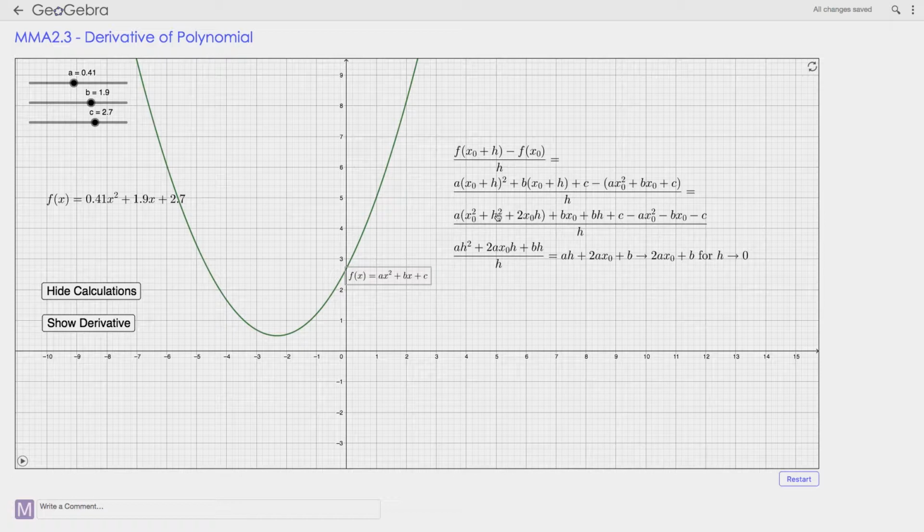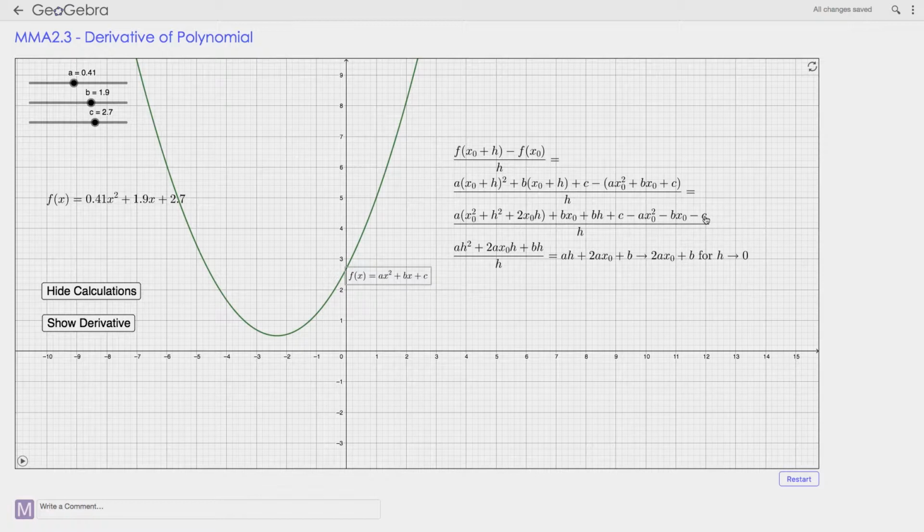Now we can expand this parenthesis here, and then we get a times x naught squared plus h squared plus 2x naught h, right? This is what we do if we expand this square. Then we can multiply the b into the parenthesis, so bx naught plus bh. Then there's a plus c, and then we can multiply the minus into the parenthesis, and then we get minus ax naught squared, minus bx naught minus c.